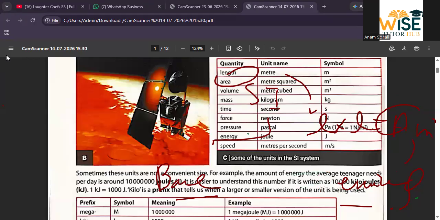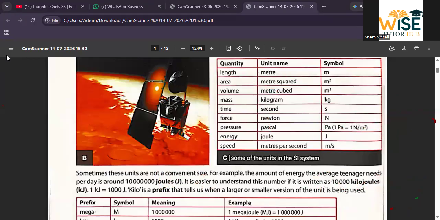Let me clear it again. For example, length is a base quantity because it is a basic quantity. It can never be formed by another quantity. So the unit of length, meter, is a base unit. Now when we combine two lengths together, they will form the area. So area is a derived quantity, and the unit of area, meter square, is a derived unit. It is clear now?